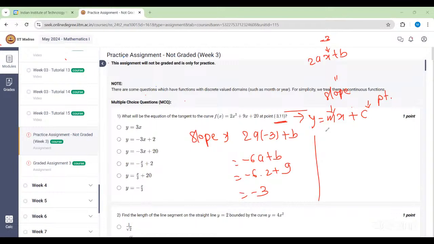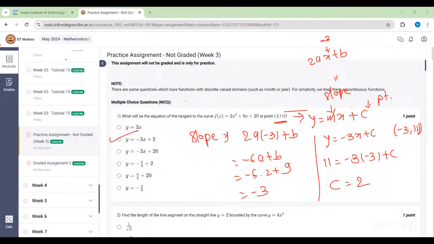And how to find c? So y is equal to minus 3x plus c. Now the point is (-3, 11), so I have to substitute these values. Why do I want to substitute? Because if it is a tangent at that point, it surely passes through that point. If a line passes through a particular point, the coordinates of that point will satisfy the equation of the line. So you're using this concept. That means 11 is equal to minus 3 into minus 3 plus c, so here we get plus 9. So 11 minus 9 will be 2. c is equal to 2. So the equation of tangent will become y is equal to minus 3x plus 2.